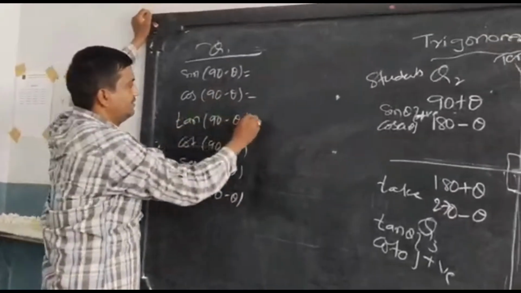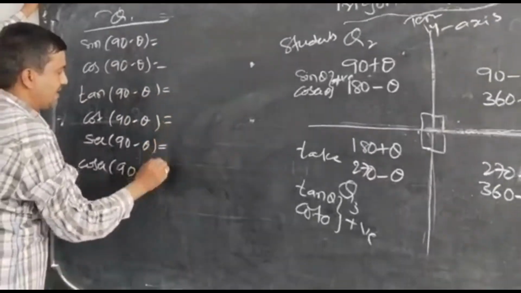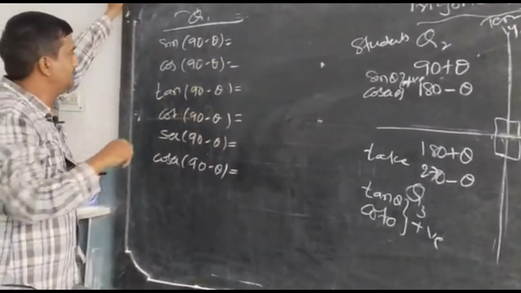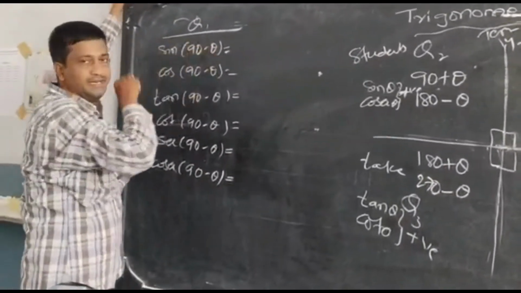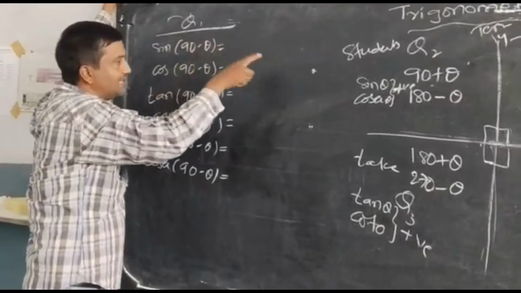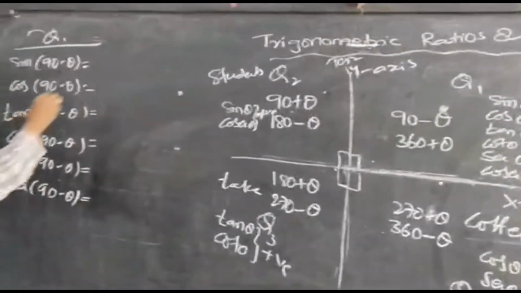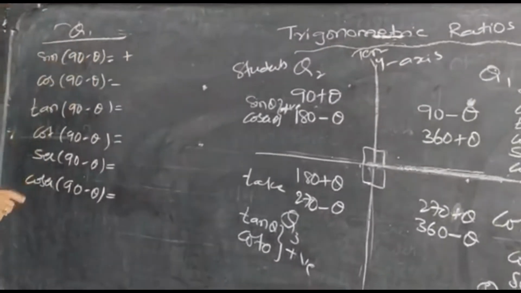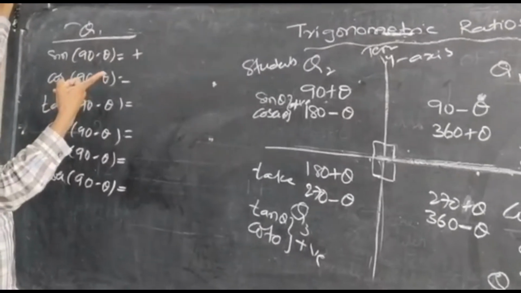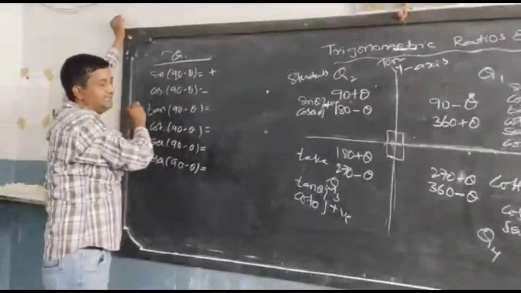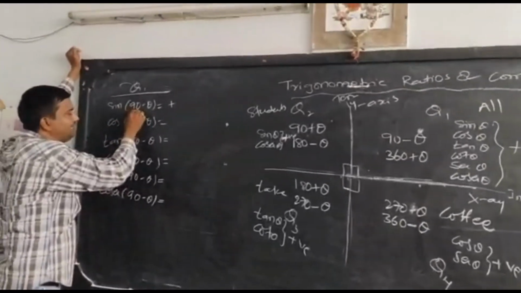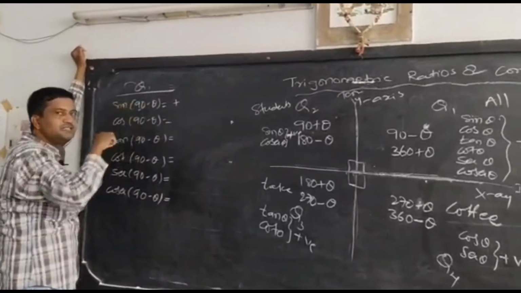This is about the first angle. We have two angles in the first quadrant. See here, sine 90 minus theta. 90 minus theta lies in the first quadrant. In the first quadrant, all the ratios are positive. And the angle is 90. If the angle is 90, there is a change in the ratio.